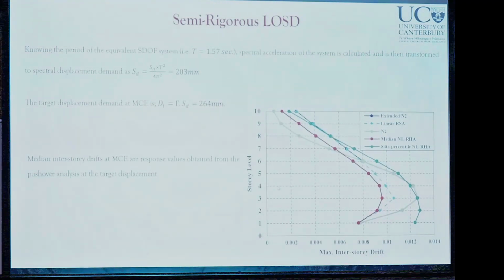Following that, at the target displacement level, from the pushover analysis, we can get the median values of inter-story drifts, and we can use the dispersion. This curve here just shows the inter-story drifts, which have been calculated with the extended N2 method, and for comparison purposes, it has also been compared with a nonlinear response history analysis.